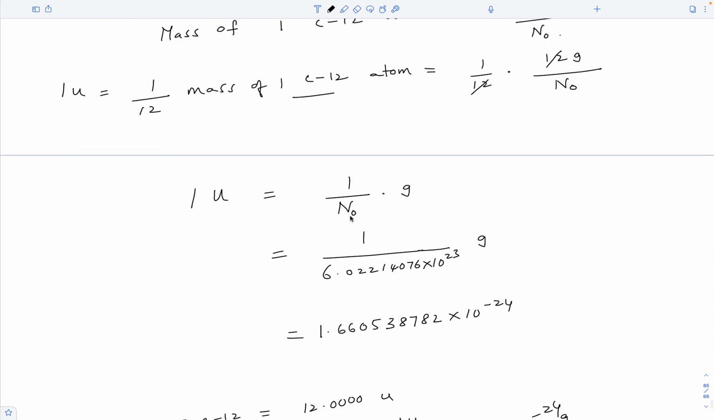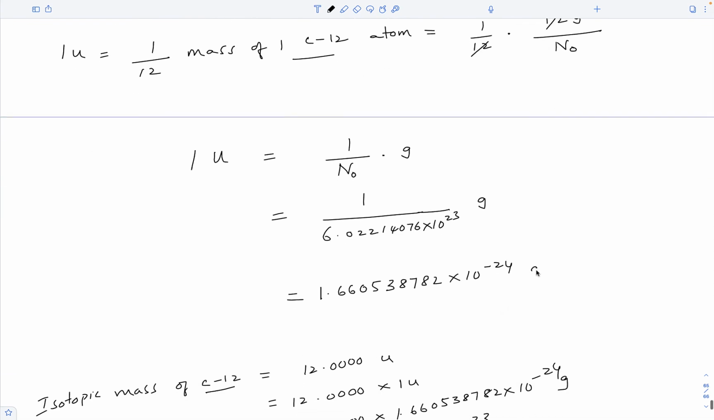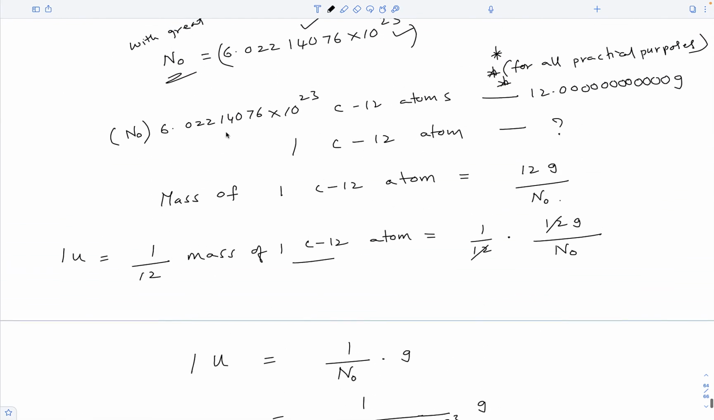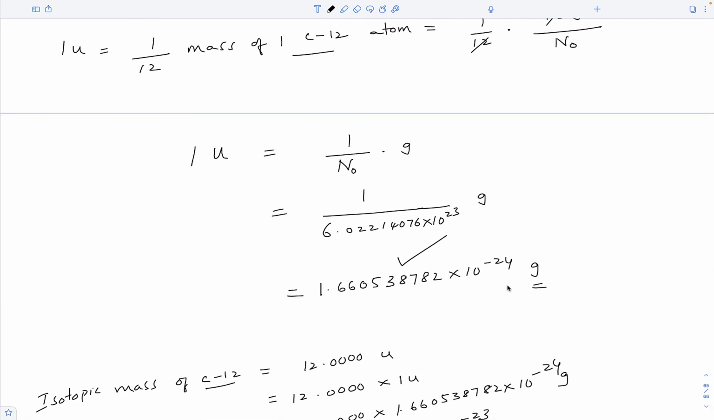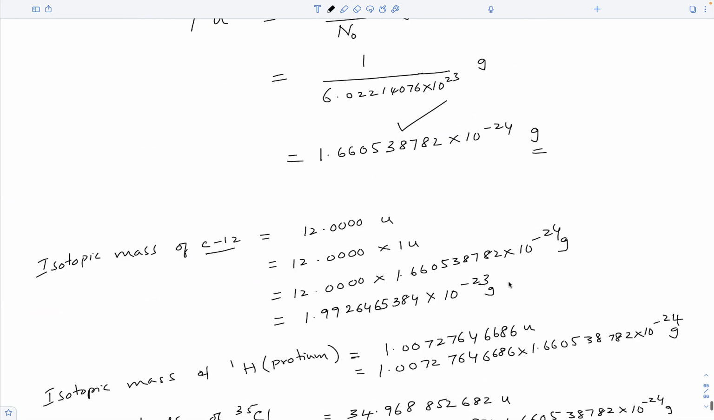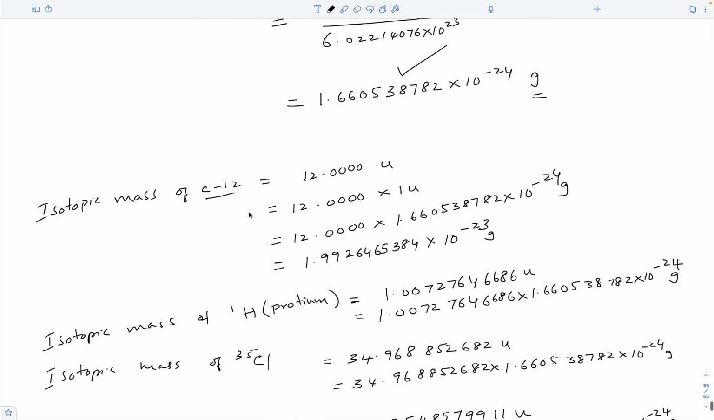Substitute the value of N0 and simplify it. You will get the value of one unified atomic mass unit in grams. And this is a very accurate value because we determined the value of Avogadro's number with great accuracy. Once you know the value of 1 U in grams, you know how to calculate the mass of any atom or subatomic particle in grams or kilograms.